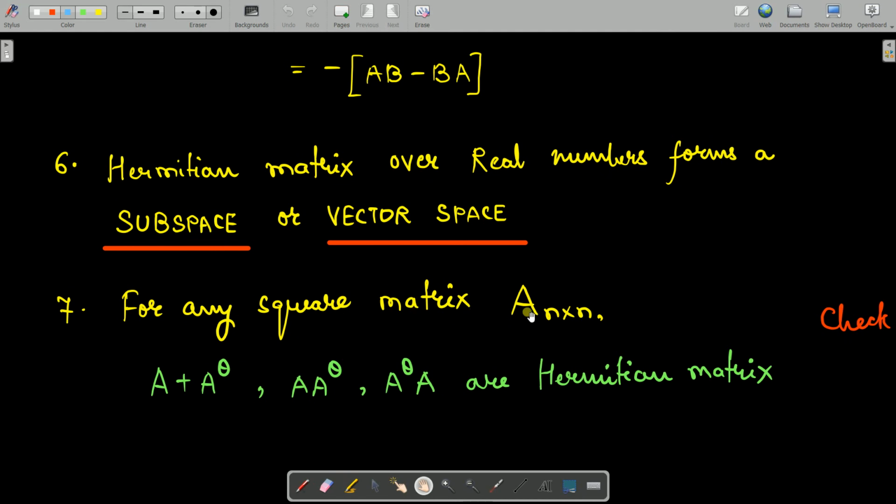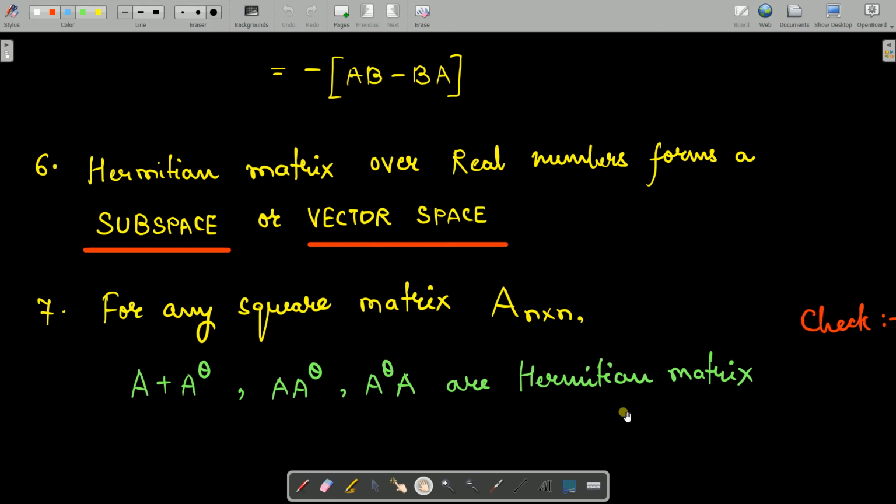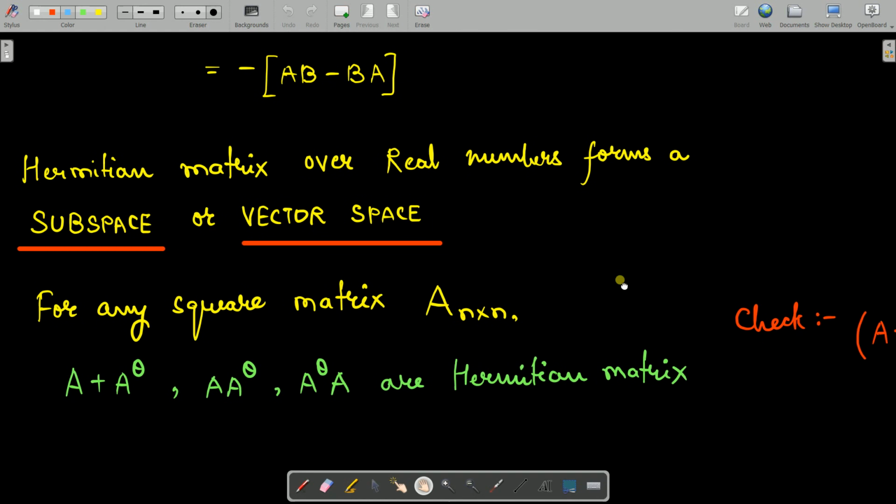And for any square matrix A, all these matrices, that is A plus A to the power of theta, or A into A to the power of theta, or A to the power of theta into A, are Hermitian matrices. Now you'll be asking, sir, do I need to remember all these properties? Not at all. If you are asked to check whether a matrix is a Hermitian matrix or not, simply you need to find the power of theta of that matrix and check whether it gives the original matrix or not.